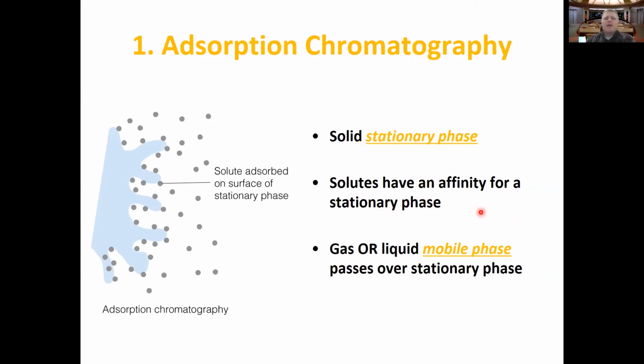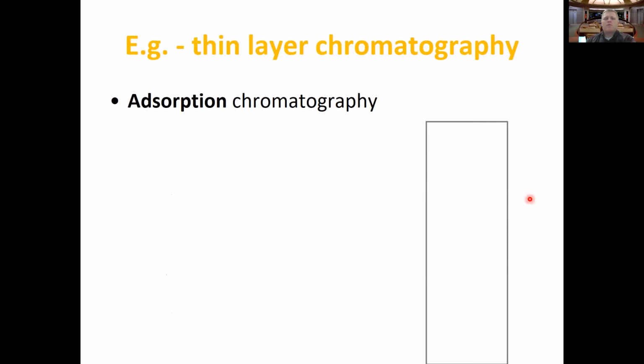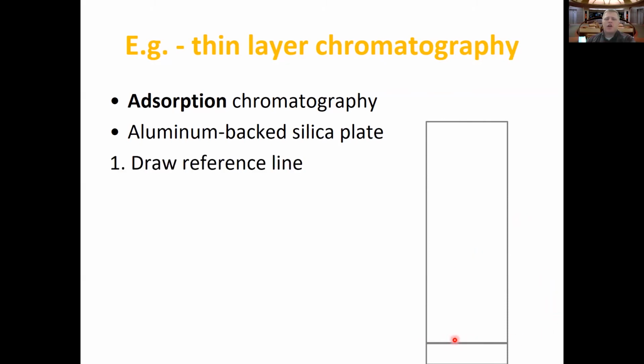An example of adsorption chromatography is one that we'll actually be using in Lab 7. In Lab 7, we'll be doing what's called thin layer chromatography. In thin layer chromatography, or TLC for short, you have an aluminum plate and it is covered in a coating of silica. And that silica is our stationary phase. Then you just draw a line at the bottom of this plate indicating where you're going to start your samples.